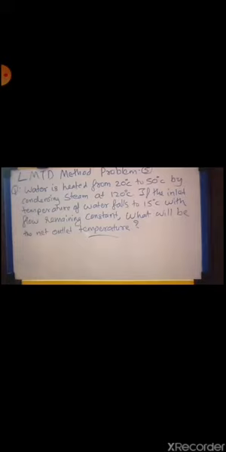If the inlet temperature of water falls to 15 degrees centigrade, that is, the inlet temperature of water was 20 degrees centigrade and now it is changed into 15 degrees centigrade, then considering the flow remains constant, what will be the net outlet temperature? That is the question. So we have to find out the outlet temperature when the inlet temperature of the cold fluid is maintained at 15 degrees centigrade.